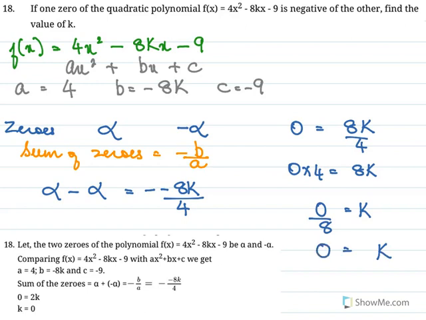So here's the solution. The two zeros are negative of one another. Hence, if one is taken as alpha, the other one is taken as minus alpha. When you compare it with the standard form, we find a equal to 4, b equal to minus 8k, c equal to minus 9. We know the sum of the zeros is minus b by a. So you put in your values and you get your answer.